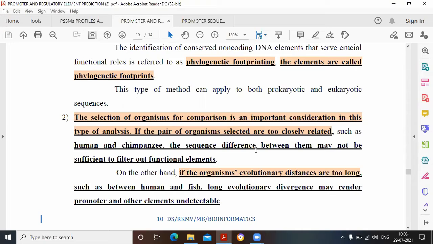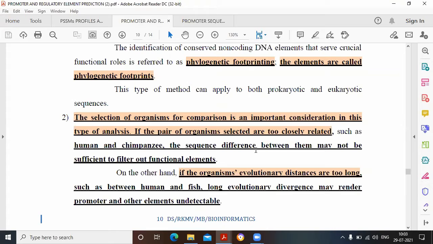So you need to consider, when we are comparing two genes to find the promoter element or regulatory element, that you need to select the organisms in such a way that they are phylogenetically not too far apart, but also not too close. So what could be the best example? The best example would be human and mouse. If you are comparing human and mouse, you will be able to understand the promoter and all this aspect.